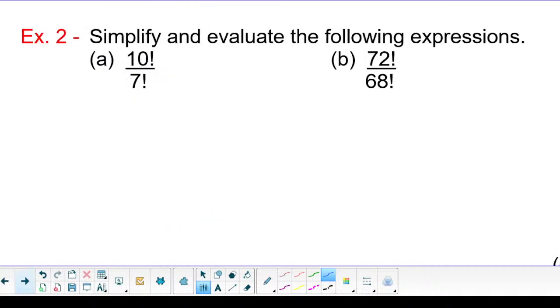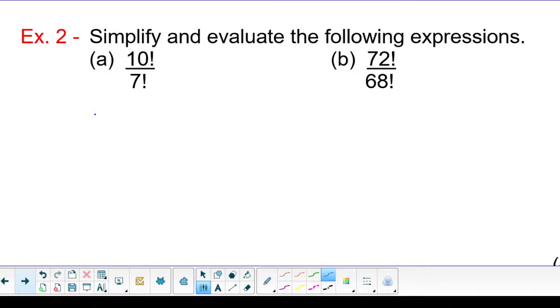Now, simplify. I don't want to put 72 factorial into my calculator, because my calculator's not going to like it. It says error. These numbers get very big, okay? So I want to see if I can simplify this.